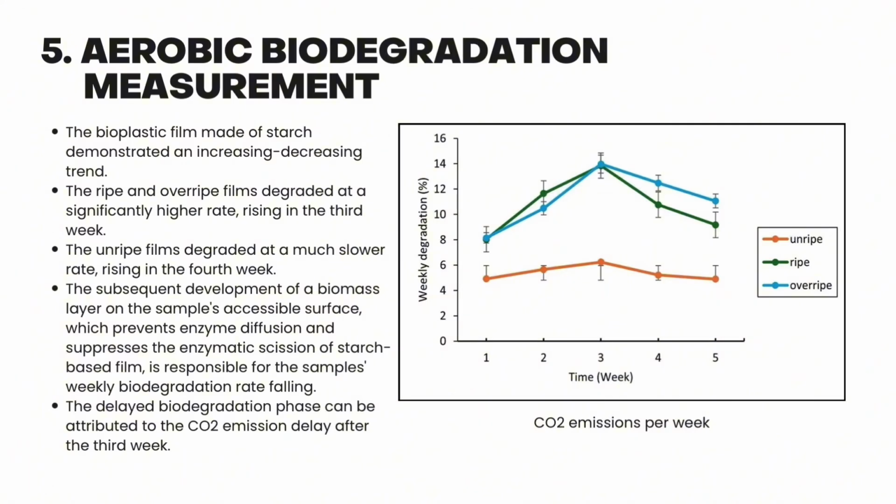This layer forms as microbial activity progresses, and it effectively prevents enzymes from reaching the bioplastic surface. Lastly, the delayed biodegradation phases can be linked to a delay in carbon dioxide emissions. After the third week, carbon dioxide production slowed down, further indicating that the biodegradation process was tapering off due to the build-up of the biomass layer.